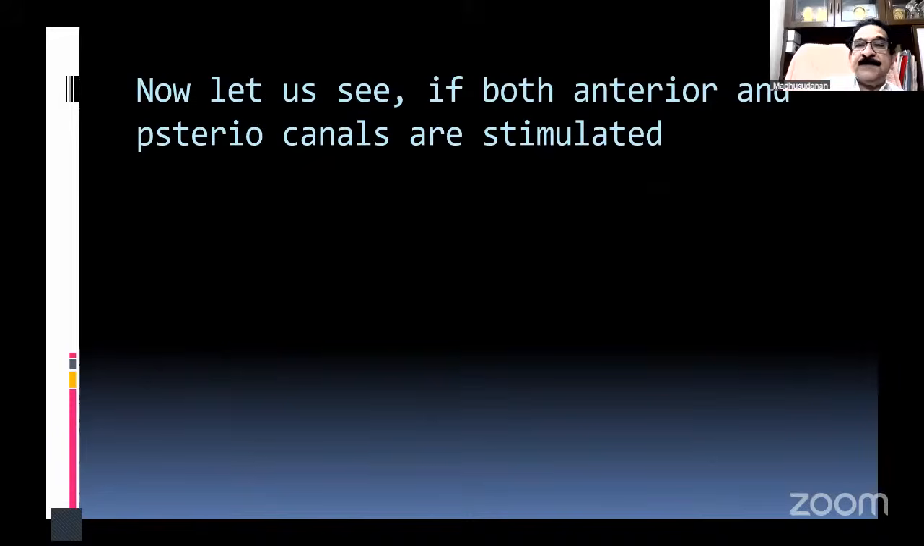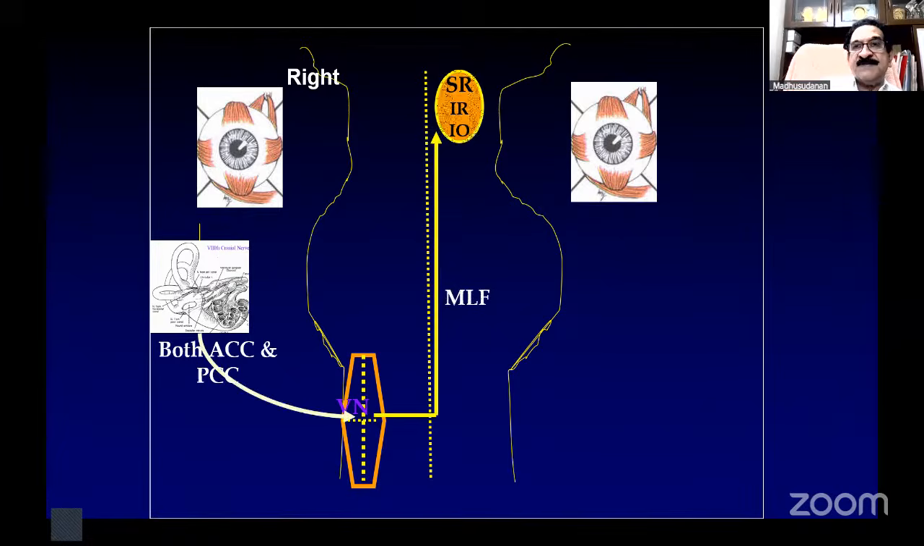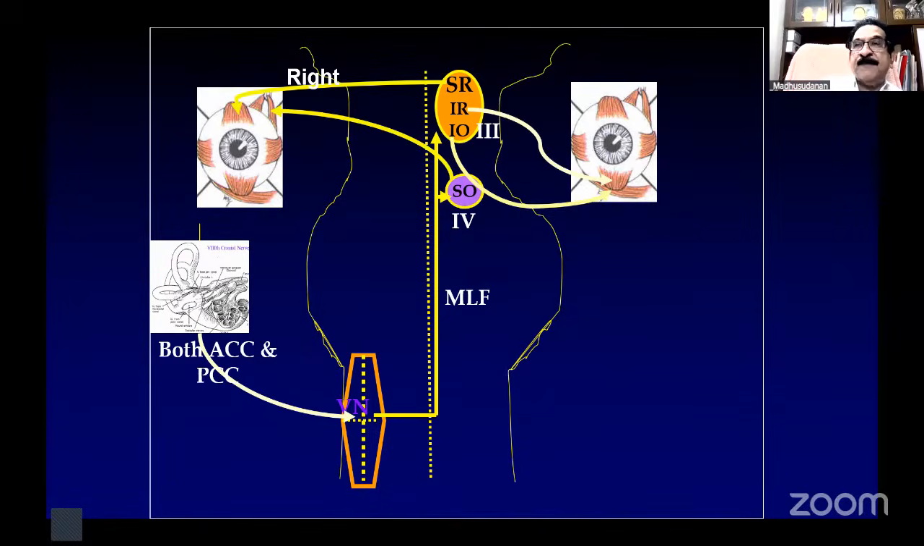Now let us see what happens if both anterior and posterior canals are stimulated simultaneously on one side. So both anterior canal and posterior canal are stimulated. Naturally it's going to stimulate all the extraocular nuclei on the opposite side, upward moving as well as downward. Okay, let us see what happened now. The inferior rectus and inferior oblique supply the same side. Superior rectus and superior oblique cross and supply the contralateral side. Ultimately it comes to the same side of the eye as our ear, where both canals are stimulated.